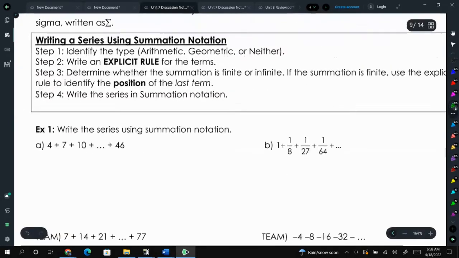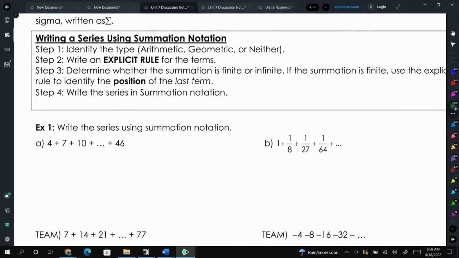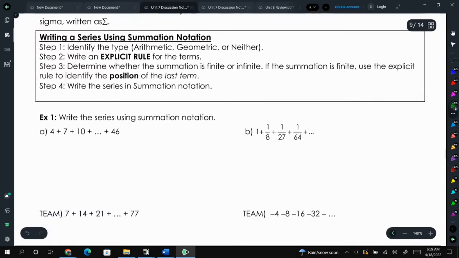All right, so down here we're going to write these series using sigma notation. First we're going to have to identify whether it is arithmetic, geometric, or neither, and write the explicit rule for that term. So what we did over the past couple of days on how to write explicit rules, we have to do that, and then we have to determine if it's an infinite or a finite sum, and find the position of that last term, like how high do we go.